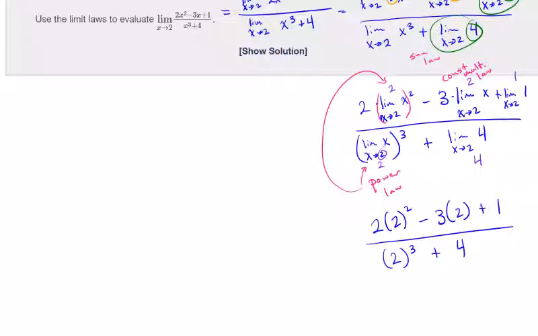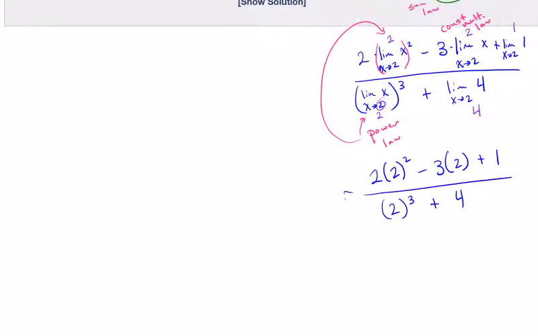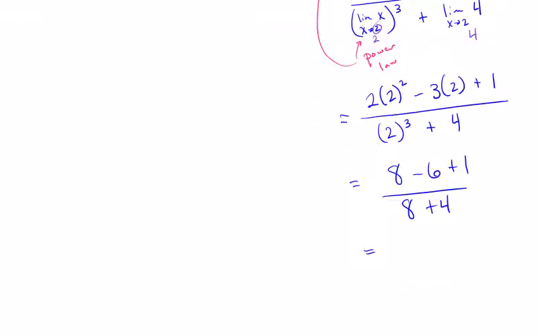Okay. So now we have an expression that we can just use PEMDAS to simplify. So here, exponents first, that'll be 4. 2 times 4 is 8. And here, negative 3 times 2 is negative 6 plus 1. And the bottom 2 cubed is 8 plus 4. So we know that's going to be 12. So we end up with, let's do it over here. 8 minus 6 is 2 plus 1 is 3. And then 8 plus 4 is 12. 3 over 12 is 1/4.